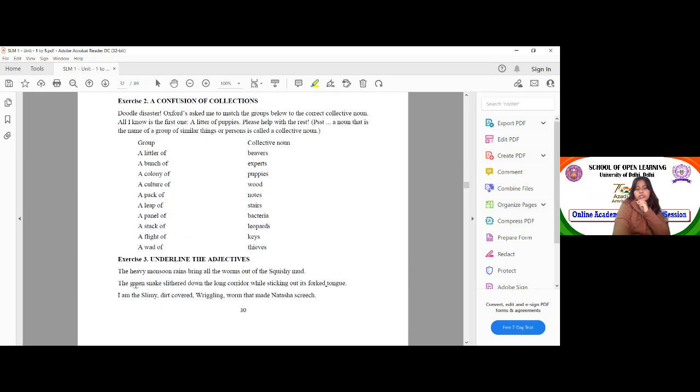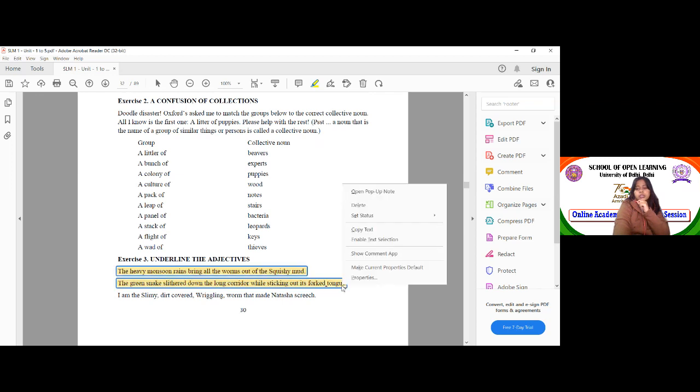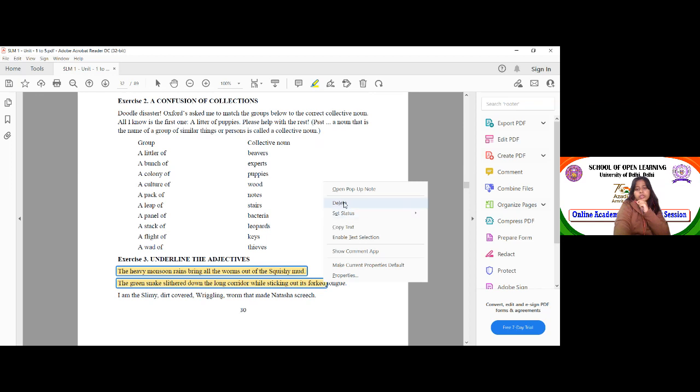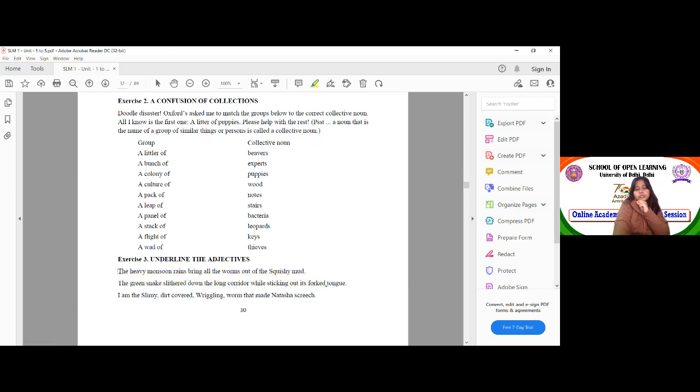Here, this sentence. The heavy monsoon rain brings all the worms out of the squishy mud. So tell me, what do you think is the adjective here?